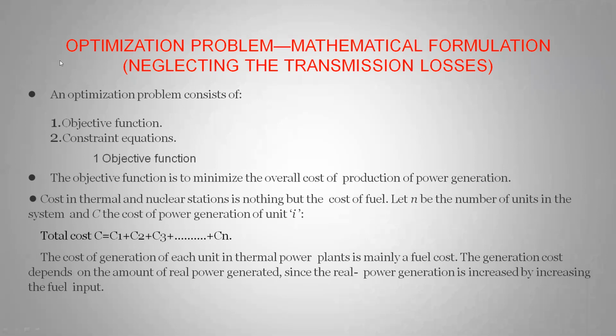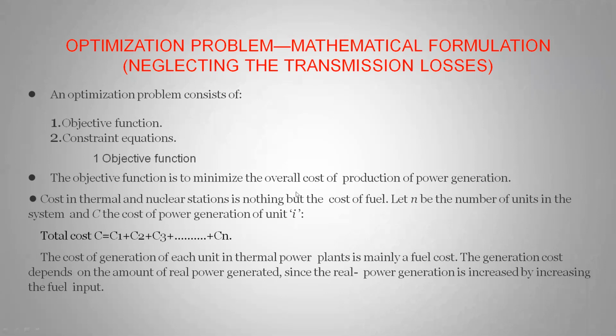An optimization problem consists of two parts. First one is the objective function, second one is the constraint equation. Objective function and constraint equation. The objective function is to minimize the overall cost of production of power generation.